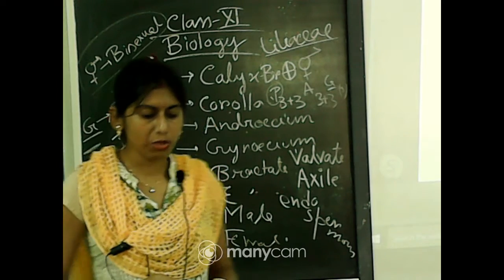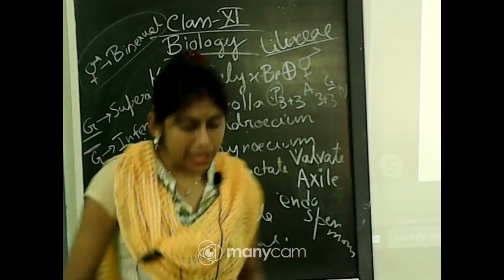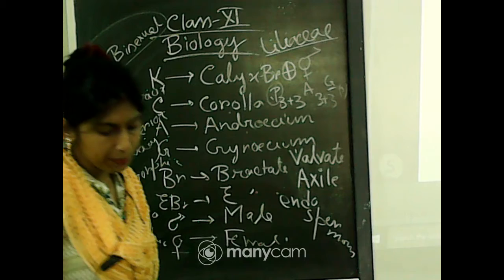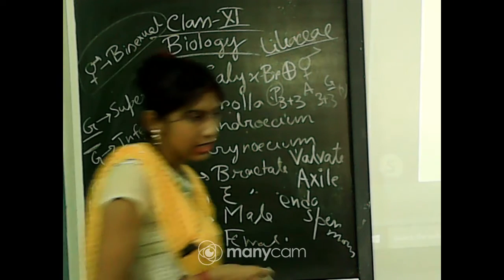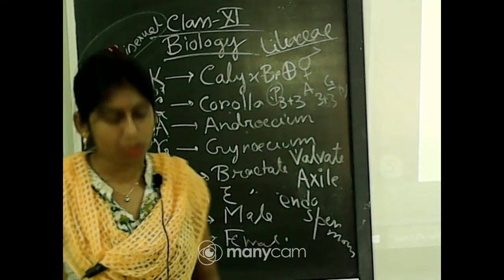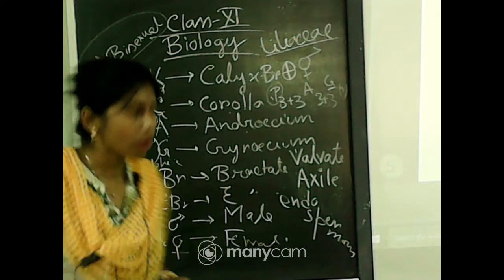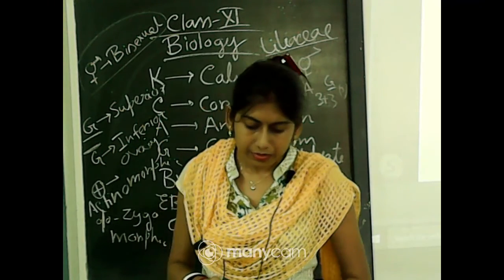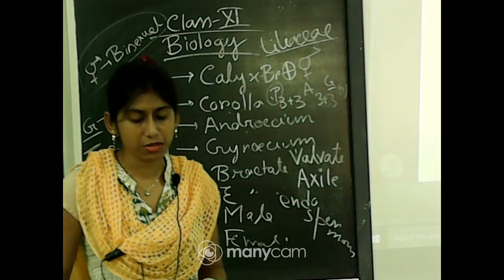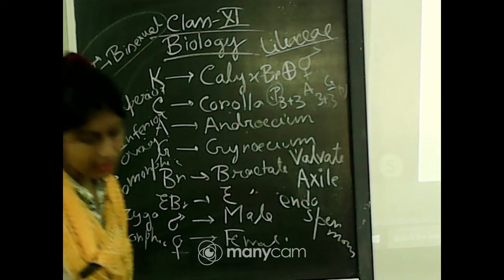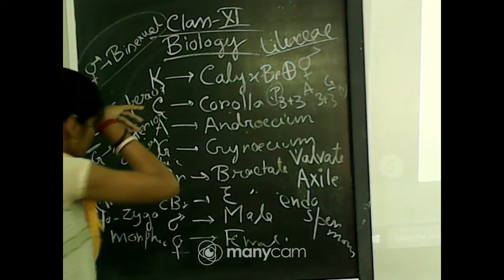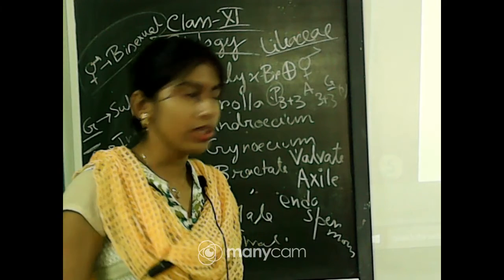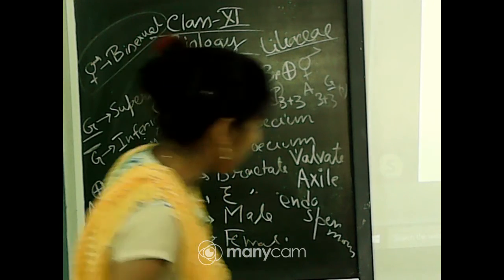So, what is the economic importance of this family? Many plants belonging to this family are good ornamental plants like tulip. Tulip is under Liliaceae family. You know that tulip is a very good ornamental plant, and aloe vera is also under Liliaceae family. It is also used as medicine, and it is also used as vegetables, for example asparagus. So, these are the different plants under Liliaceae family which are economically important. In your syllabus only descriptions of these two families are given.